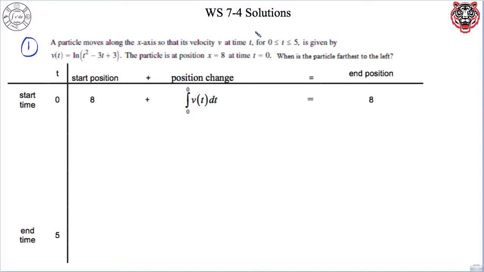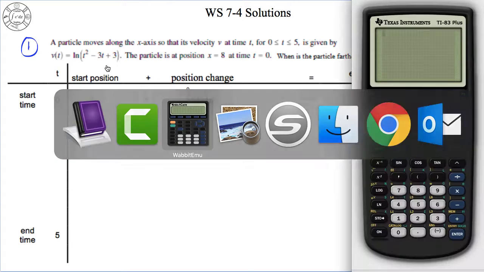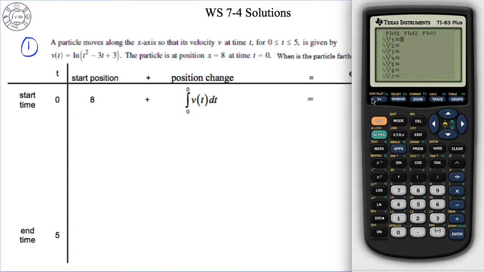This is AP Calculus Worksheet 7-4 Solutions. So for number 1, we need to find the critical values, or the places where the function intersects the x-axis. To do that, I need to go ahead and plug it into my y equals function.